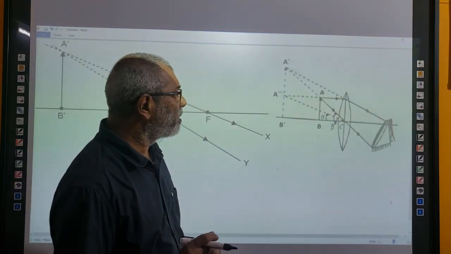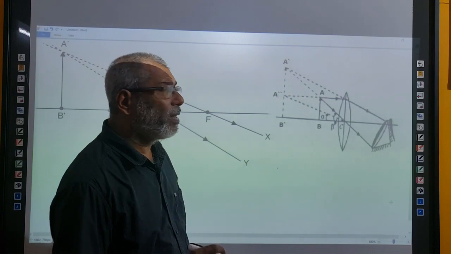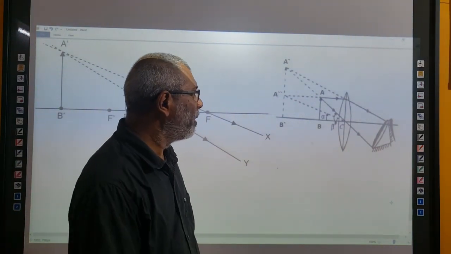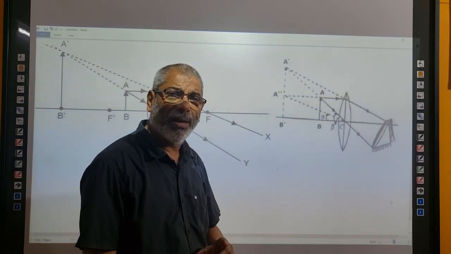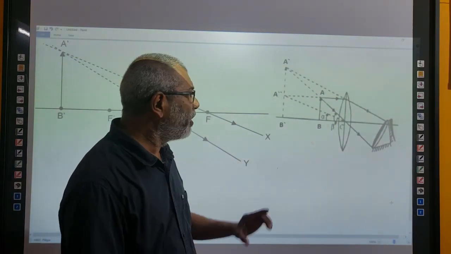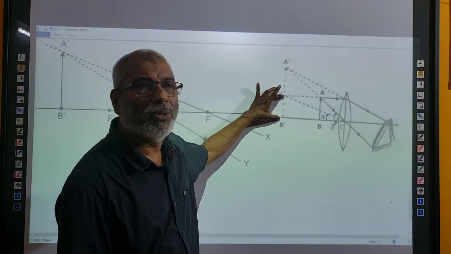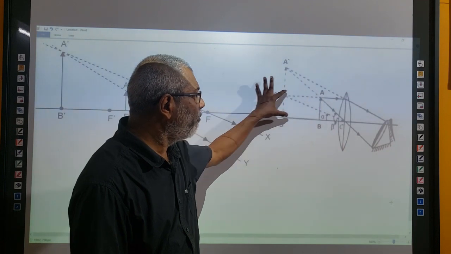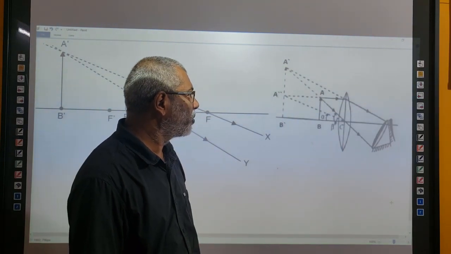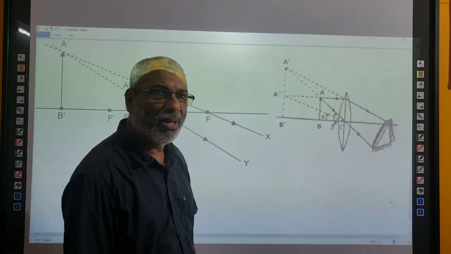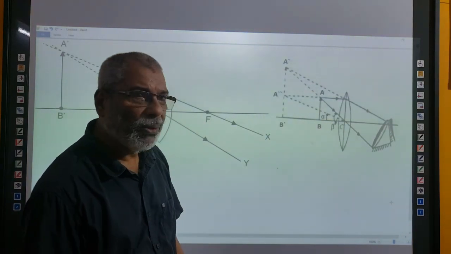The first angle is beta. What is beta? Beta is the angle subtended by the final image at the eye, and alpha is the angle subtended by the object when it is placed at the same position of the image. So this object AB itself is placed at the A2 dash. So A2 dash B dash is equal to AB only. So alpha and beta are very clear to you.